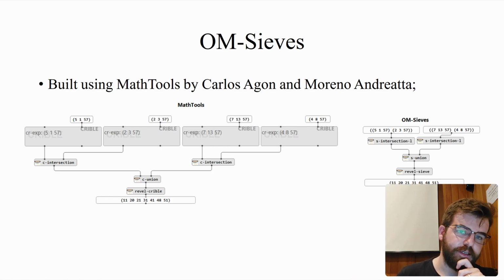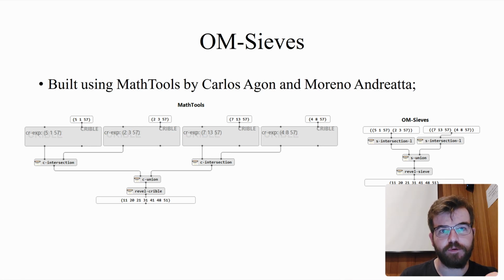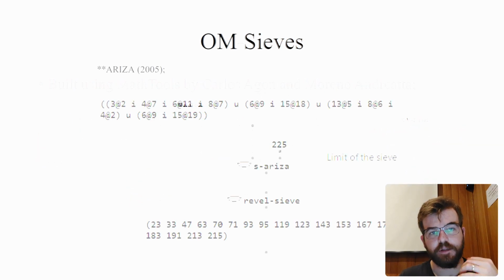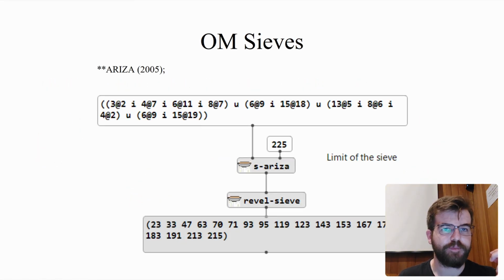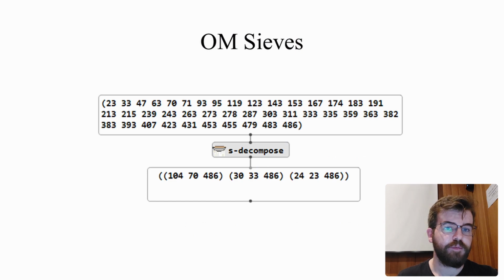In OM Sieves, I basically reformulated all the names of the objects to English, so Crivos became Sieves. It will be possible to build sieves a little more quickly. It's possible to use the syntax proposed by Ariza. It's possible to decompose sieves, in other words, see the unions that build some resulting numbers. This is an example of Ariza, and of course other things.